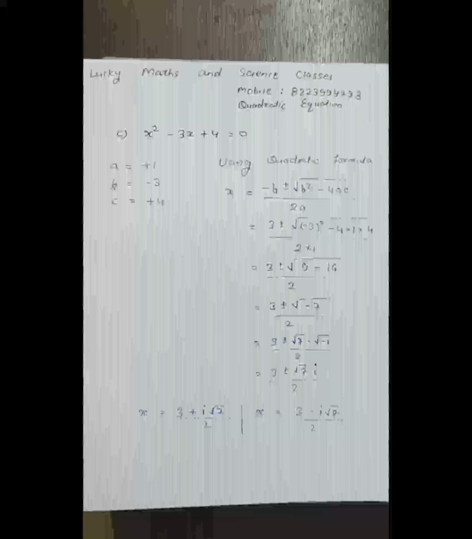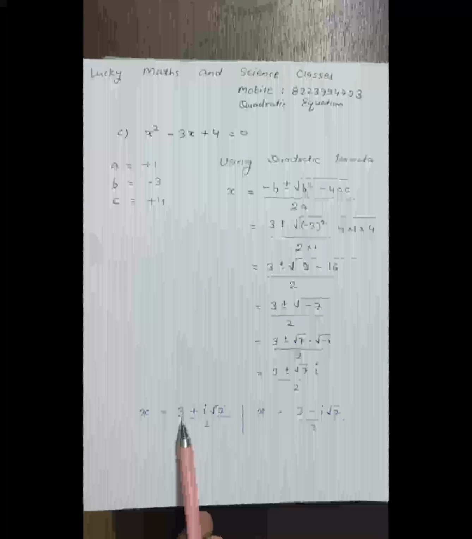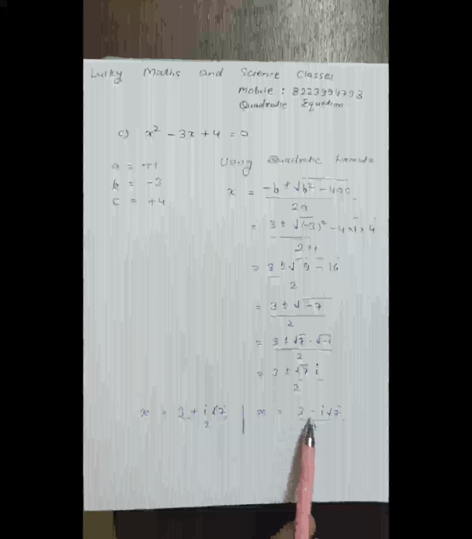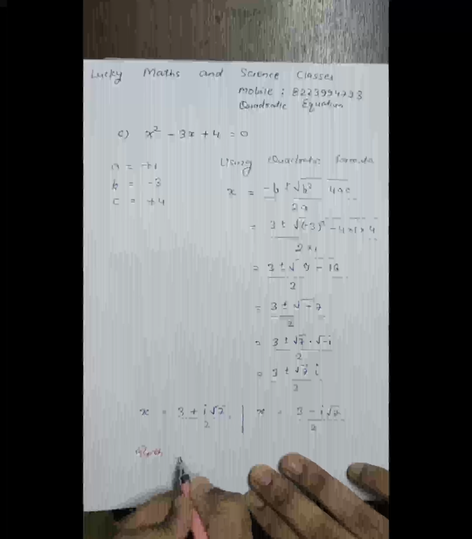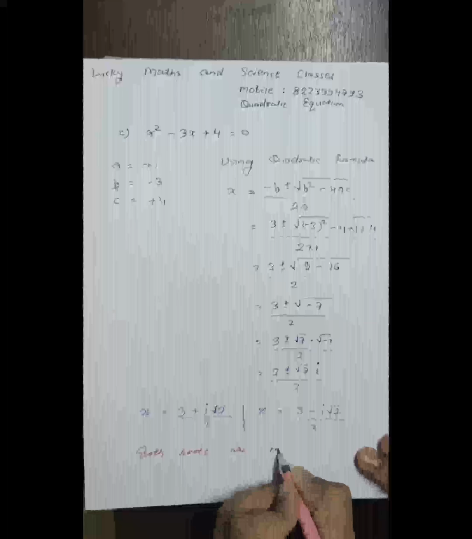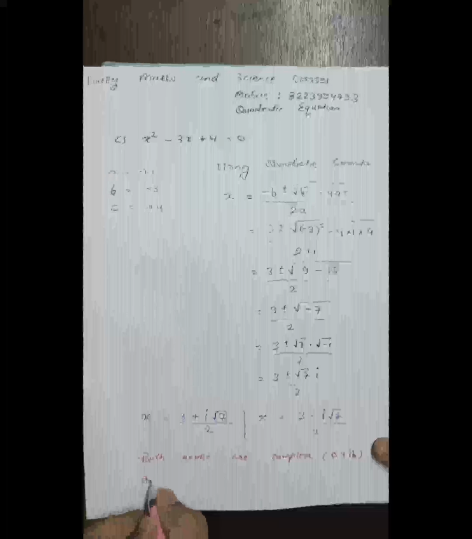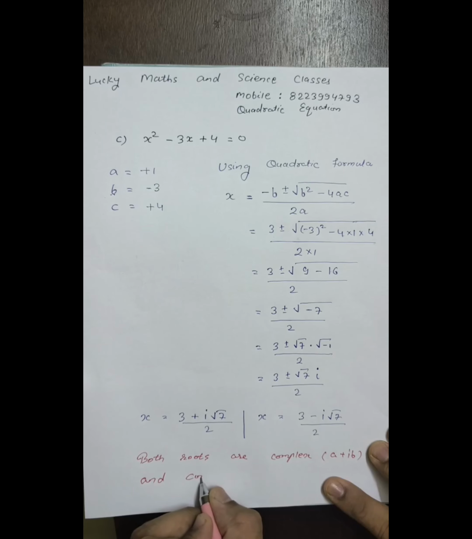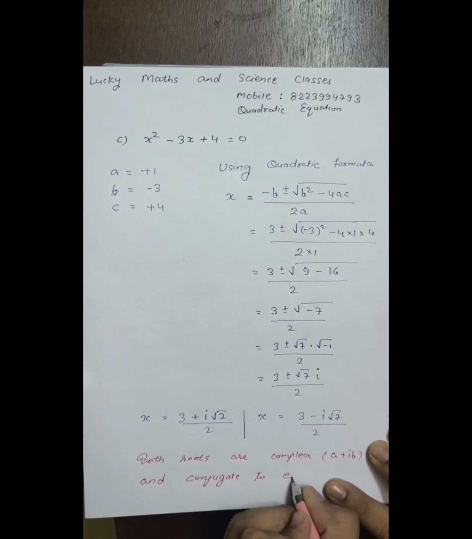Now in this case, the roots are complex as well as conjugate. The conjugate of 3 plus i root 7 is 3 minus i root 7. So we can say both roots are complex, that is in the form of a plus ib, and conjugate to each other.